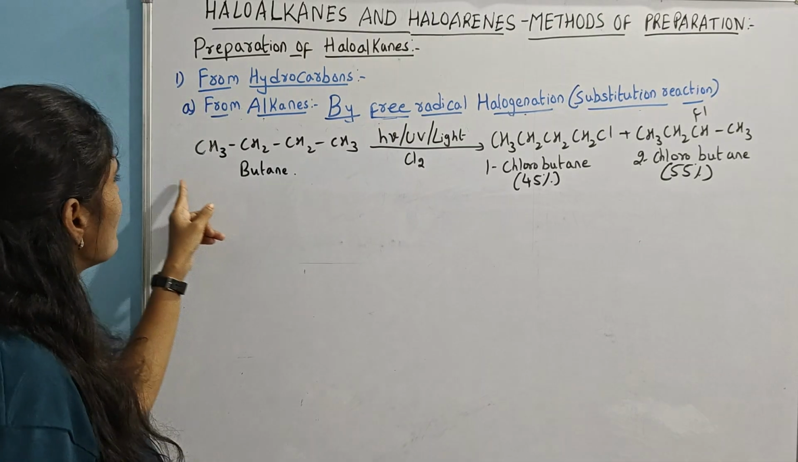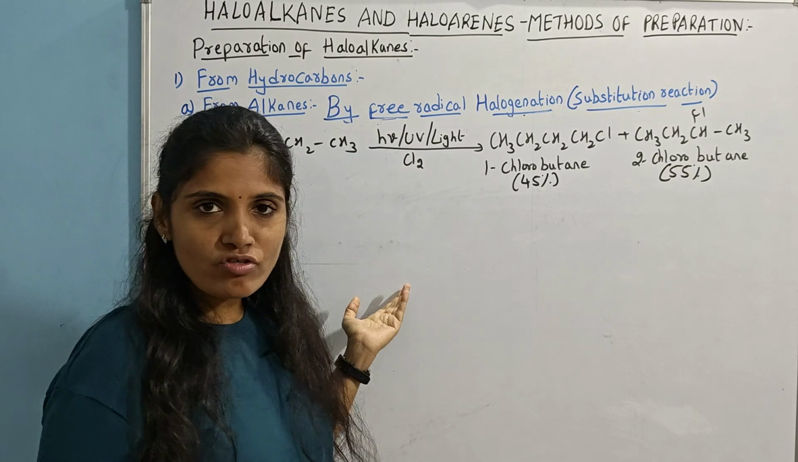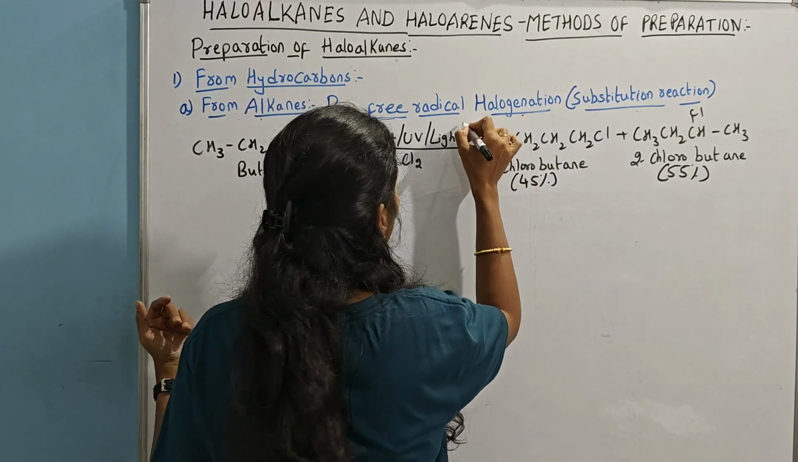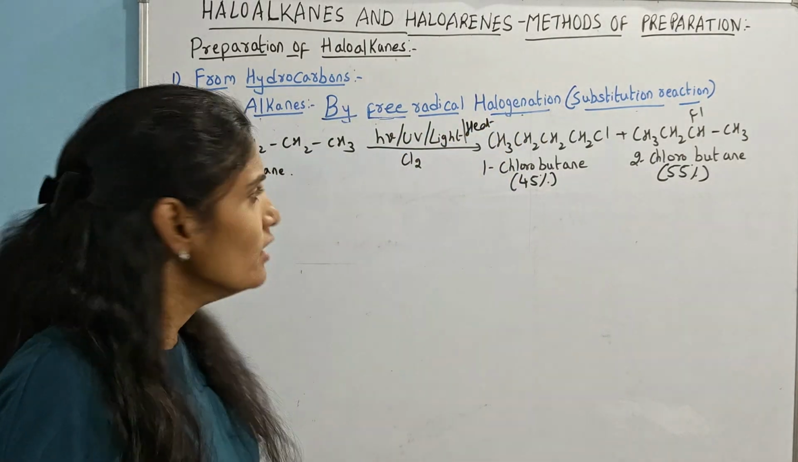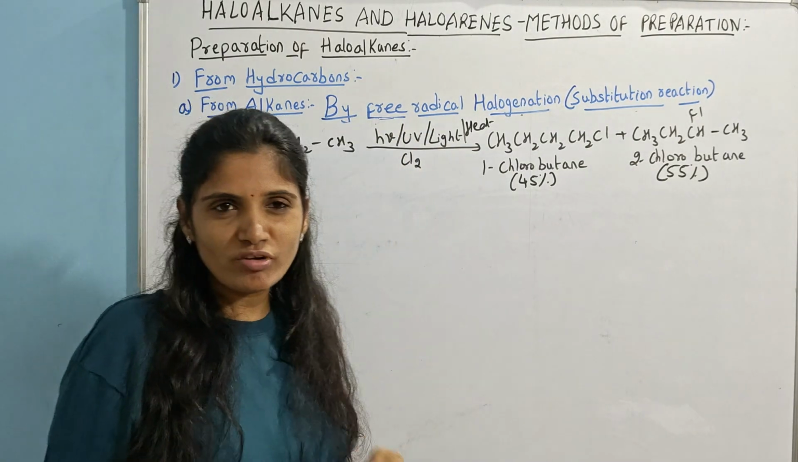If I take butane, it will undergo halogenation. We are doing chlorination here in the presence of light or UV radiation. I should have written here heat. In the presence of heat or light, h nu, sunlight or UV radiation, you can use. Chlorination will take place.